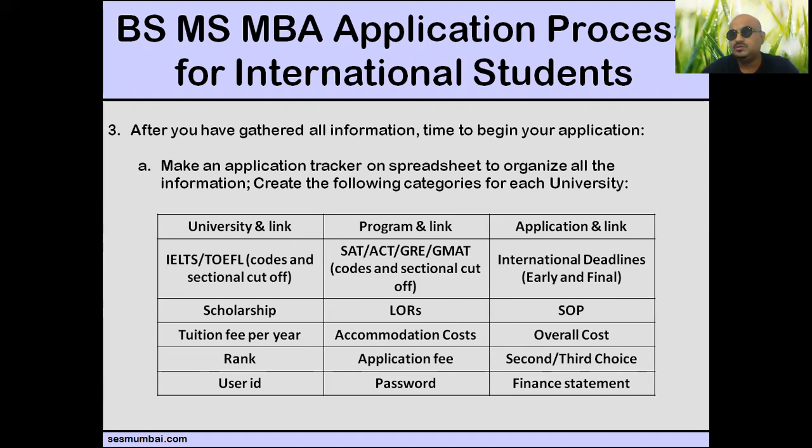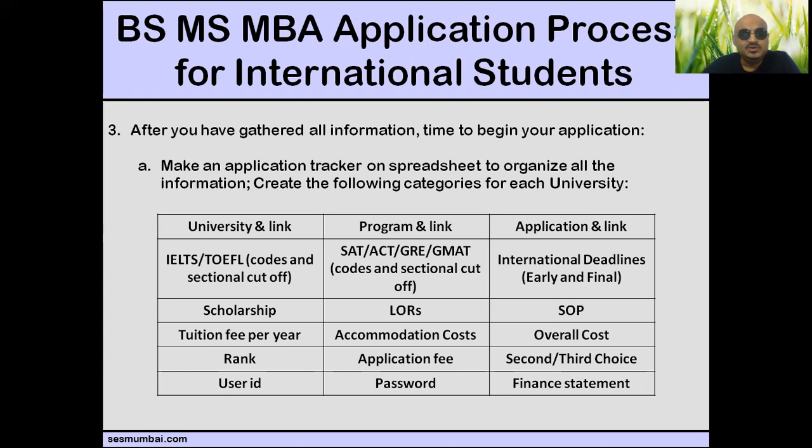Then IELTS and TOEFL. Write down the requirement individually, like this one requires an IELTS score of 6.5 overall with a minimum of so and so breakup for listening, speaking, reading, writing, and so on and so forth. Find out the cutoff for SAT, ACT, GRE, GMAT. Then make a category for international deadlines, early and final. Early deadlines mean the first round, second round. Scholarship: what kind of scholarship is offered, any links for that, enter that. LORs: how many LORs are required, 2 or 3. SOP: whether you have submitted an SOP or not, since your SOP will differ from one institution to the other.